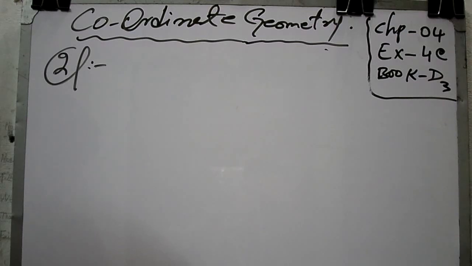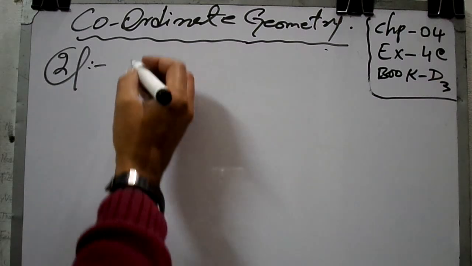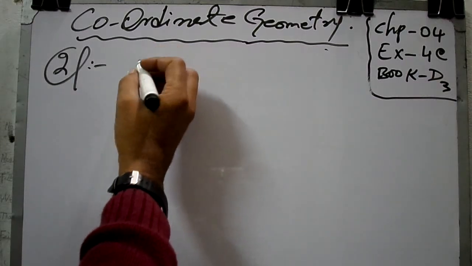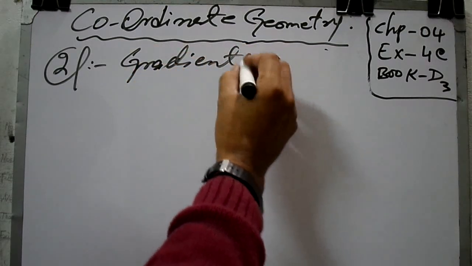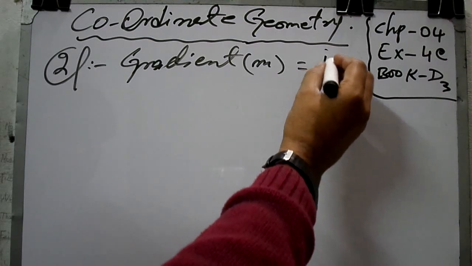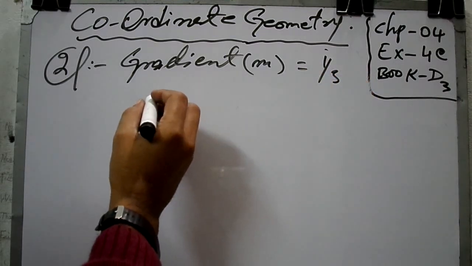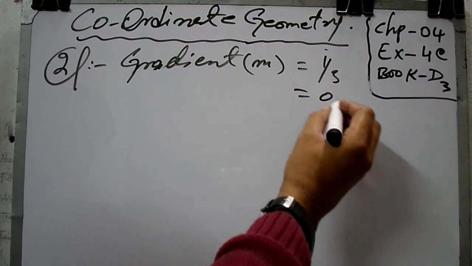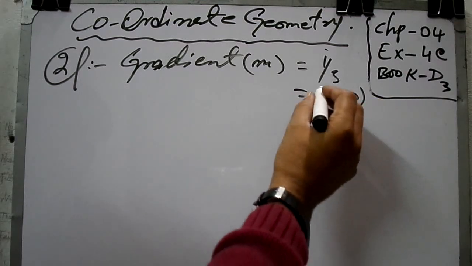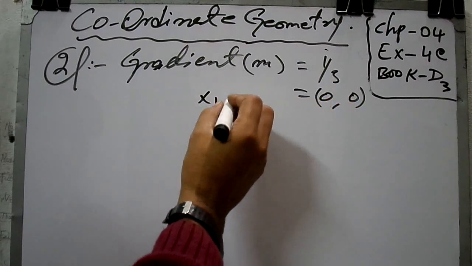In question number 2, read the statement. Find the equation of each of the straight lines below, given the gradient and the coordinates of a point on the straight line. Okay, in A part, you have been given the gradient. Gradient is represented by m. It is given to you, that is 1 by 3, and the point is 0, 0. So these are your x1 and y1.